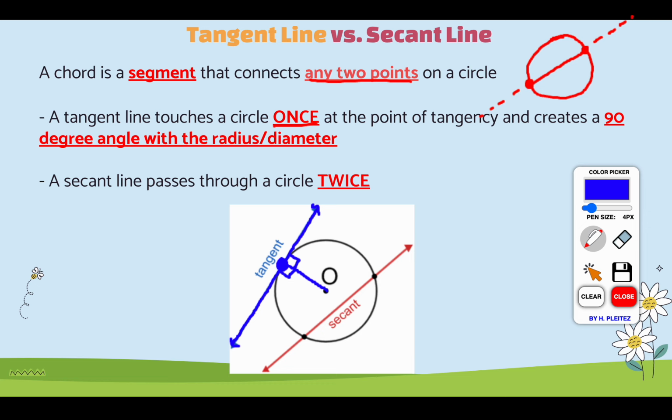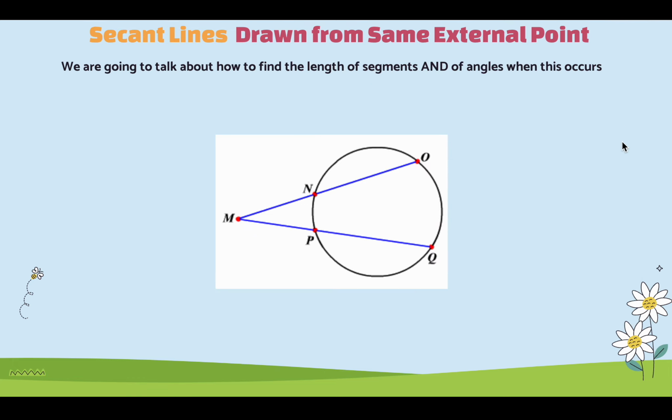Now this vocabulary is really important to start to commit to memory, so make some flashcards, because we're going to need to be able to identify a bunch of different segments when our diagrams get a bit more complex. So let's get right into our secant theorem. For secant lines, similar to when we evaluated tangents drawn from a common point, we're going to talk about when secants are drawn from a common point.